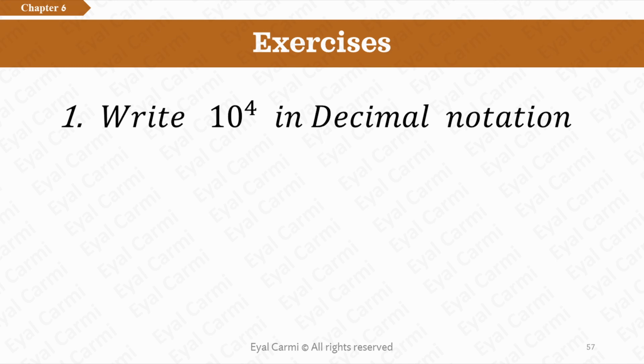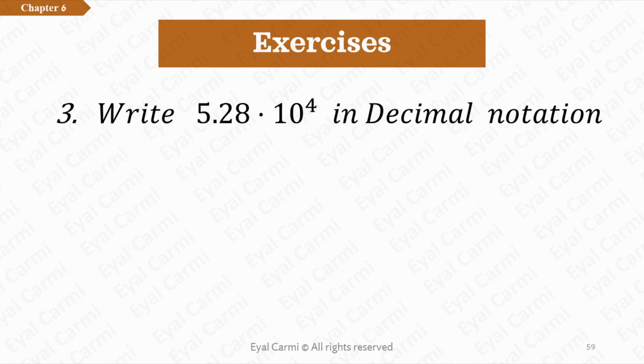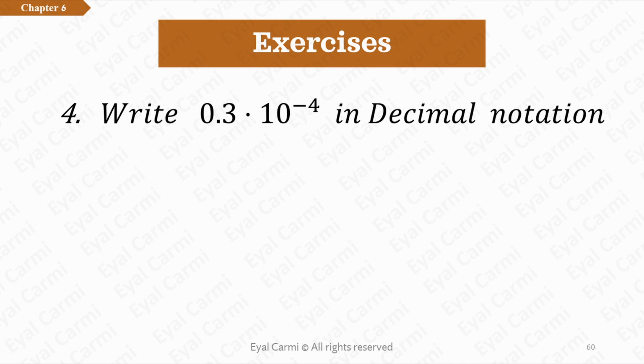This last chapter is entirely dedicated to exercises. 1. Write 10 to the power of 4 in decimal notation. 2. Write 10 to the power of minus 5 in decimal notation. 3. Write 5.28 times 10 to the power of 4 in decimal notation. 4. Write 0.3 times 10 to the power of minus 4 in decimal notation.